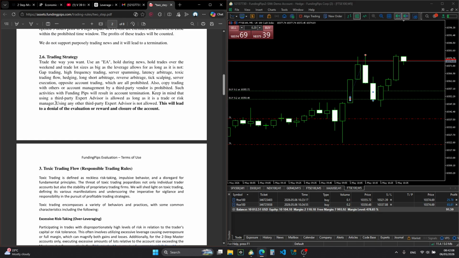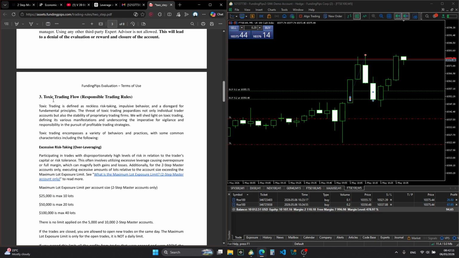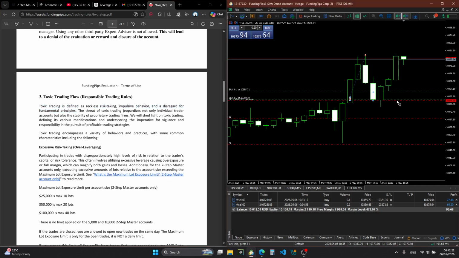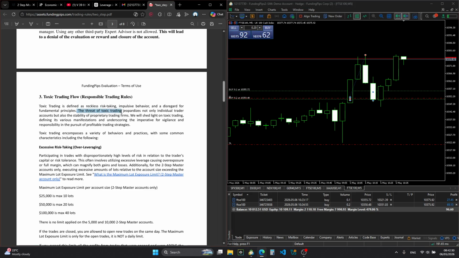So you cannot use expert advisors. Toxic trading flow. Toxic trading is defined as reckless risk trading, impulsive behavior, and a disregard of fundamentals. The threat of toxic trading jeopardizes not only individual trader accounts but also the stability of the prop firm. What? This does not make sense.